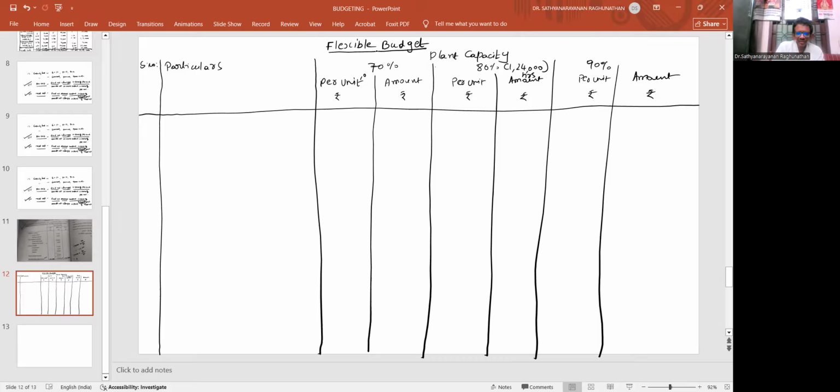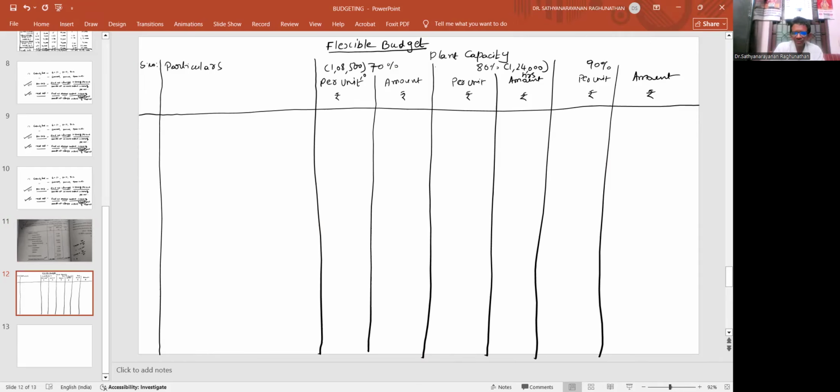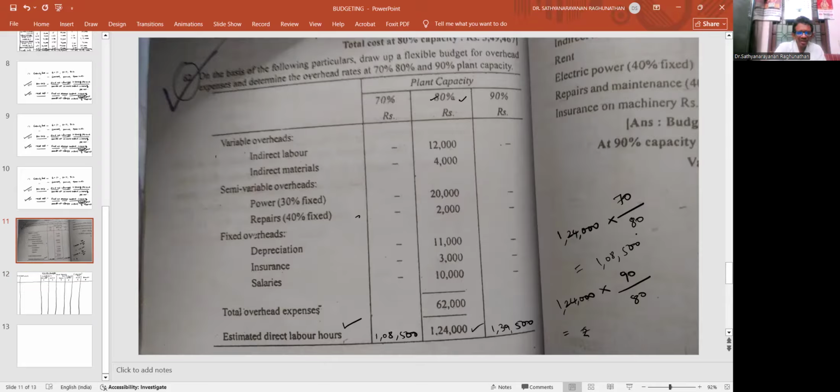So 70% capacity, 1,08,500. Okay. Here 1,39,500 for 90% capacity, 1,39,500 hours. Okay. Accordingly, you have to fix it up first. Okay. Now, first information, variable overhead.